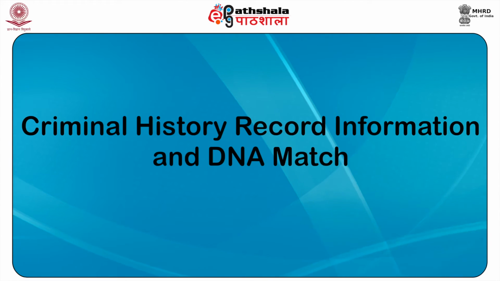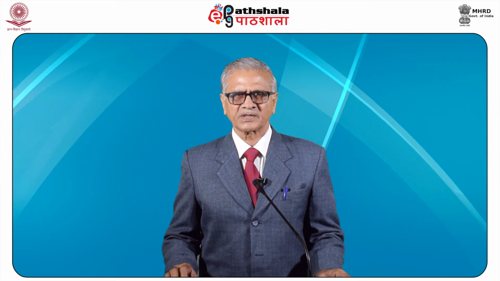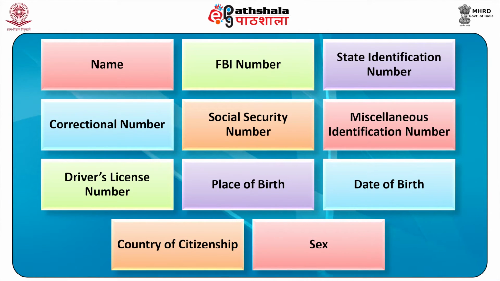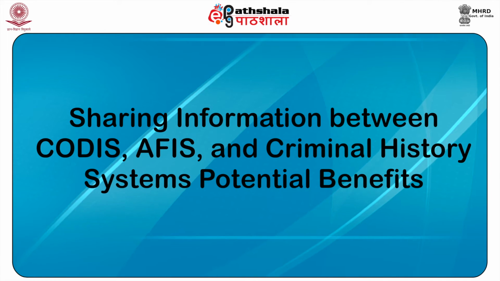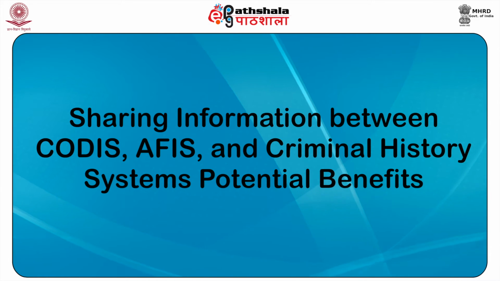The next point is criminal history record information and DNA match. In the US, state criminal history records typically include an identification segment with a provision to record and display some, if not all, of the following personally identifying descriptive elements: name, FBI number, state identification number, correctional number, social security number, miscellaneous identification number, driver's license number, place of birth, date of birth, country of citizenship, sex, race, height, weight, eye color, hair color, skin tone, fingerprint pattern, photo available, scars, marks and tattoos, employment information and residence.